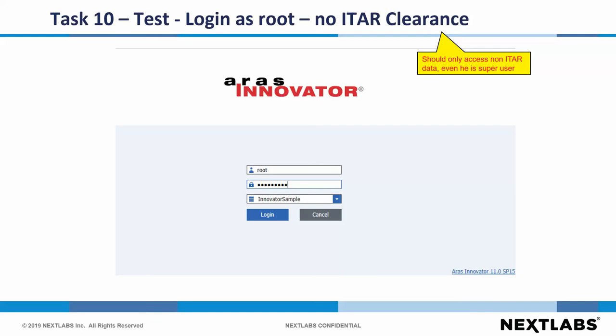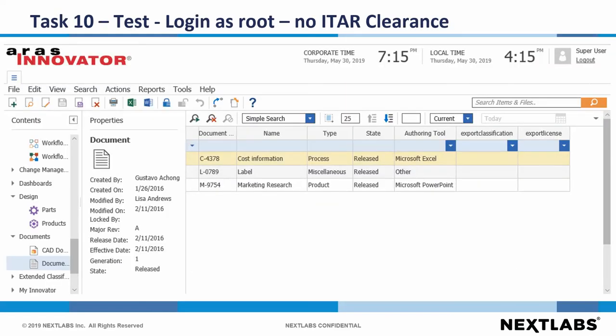In the last task here, task 10, we're going to have the root user or the super user for Aras Innovator log in. And this user, even though they're the super user of Aras, has no ITAR clearance at all. So they shouldn't be able to see any ITAR data, even though they're the super user. So here the person goes in as super user or root. They're looking at a document. In this case, the only ones that they see are anything that is non-ITAR listed. That's all they're allowed access to.